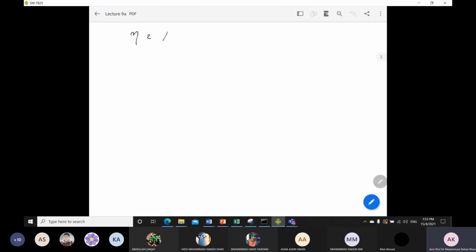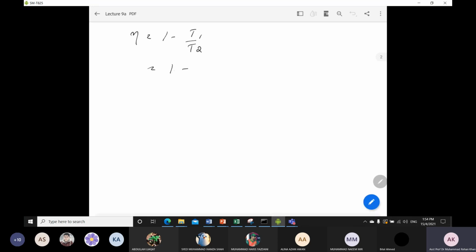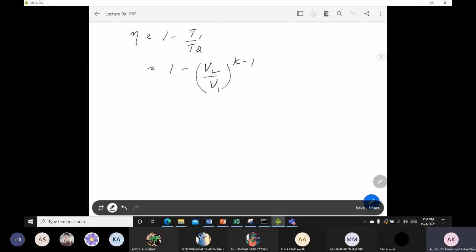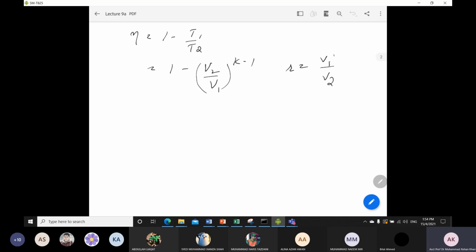So it means that your efficiency is equal to 1 minus... Okay, if you notice from the previous equation which I talked about, that these are valid for constant specific heat, so if you put 1 minus (V2 over V1) to the power K minus 1, it will be the same thing, because it is equal to T1 over T2. Now remember that this ratio, V1 over V2, is your compression ratio: maximum volume over minimum volume. By using this relation, you can easily say that this is 1 over R to the power K minus 1, where R is your compression ratio. So this is your efficiency equation for the Otto cycle.